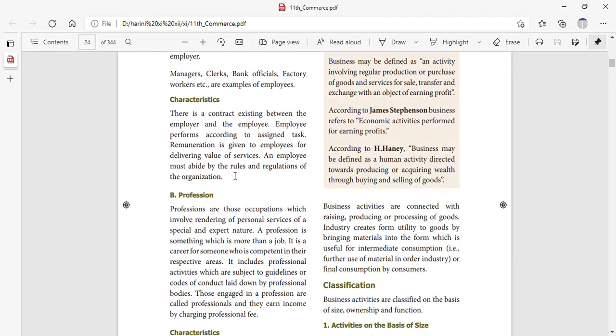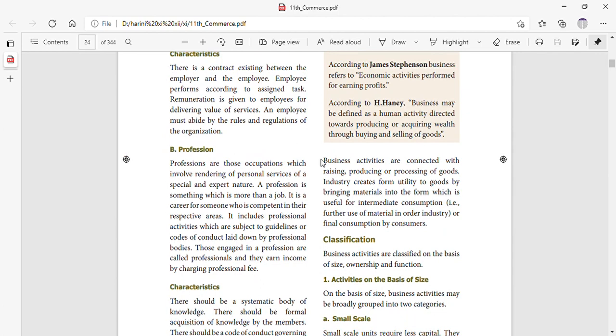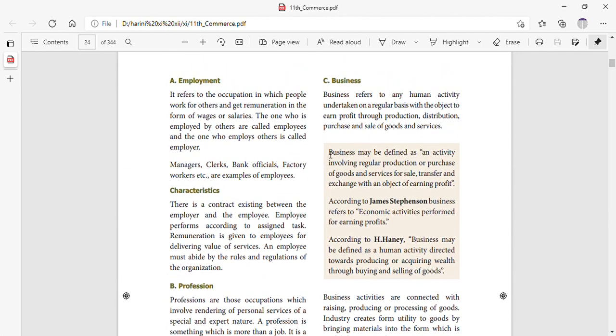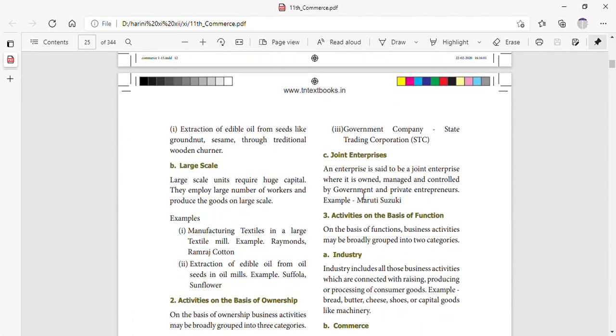Okay. So the third thing is business. In business, any human activity undertaken to make profit. Things like production, distribution, sales, all these things will come under business. Again, business is classified into small scale and large scale.